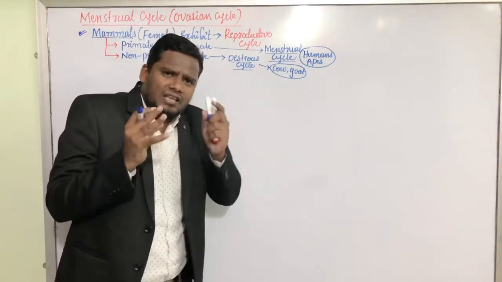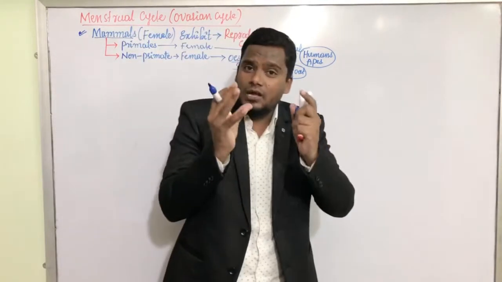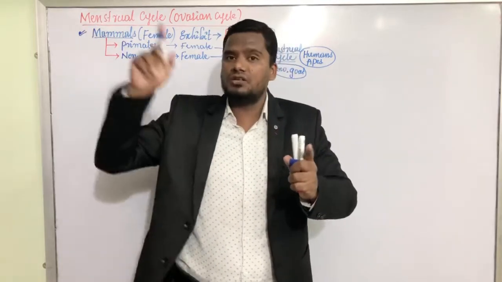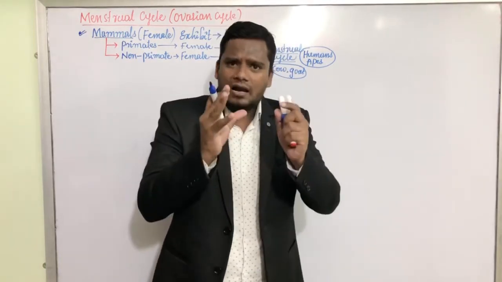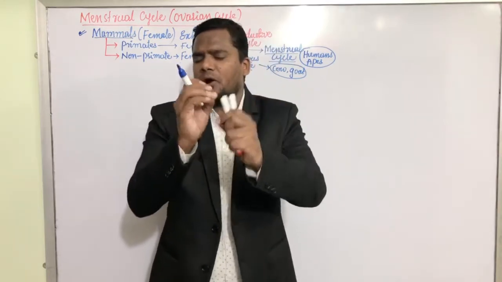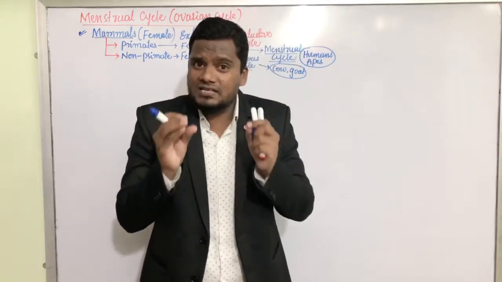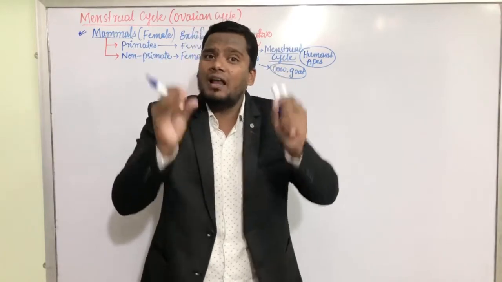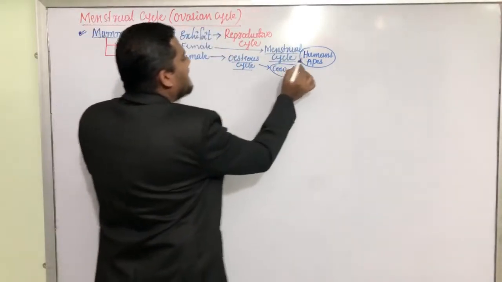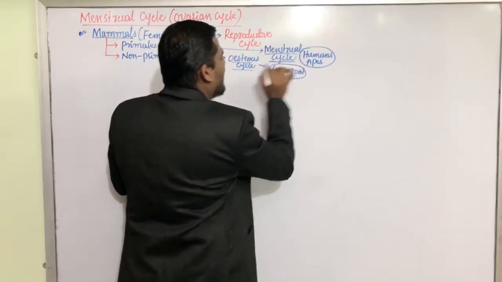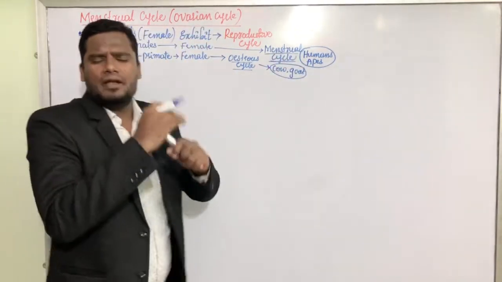We have seen the difference between the menstrual cycle and the oestrous cycle in our first chapter of second year PUC, where we are discussing human reproduction, my dear friends. Particularly, we are discussing the female human reproductive system. That means human beings show the menstrual cycle. What do you mean by menstrual cycle?